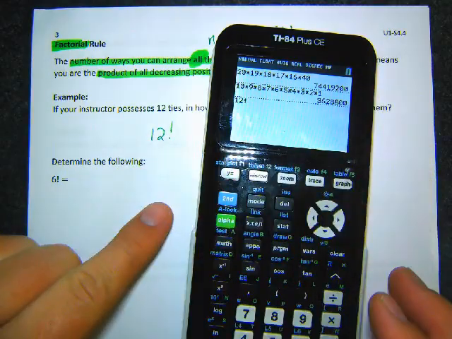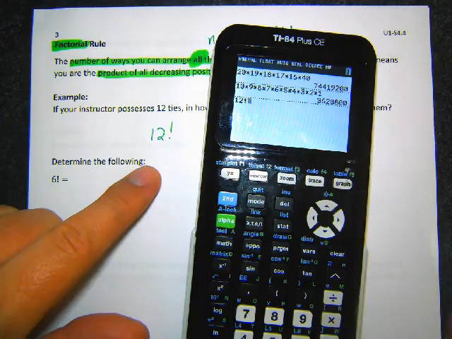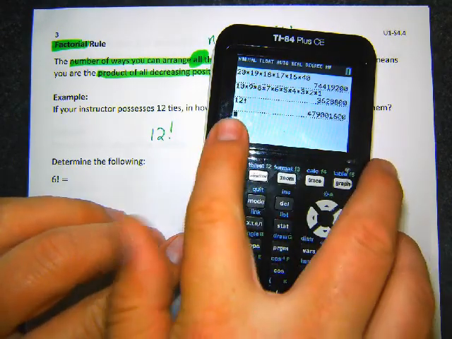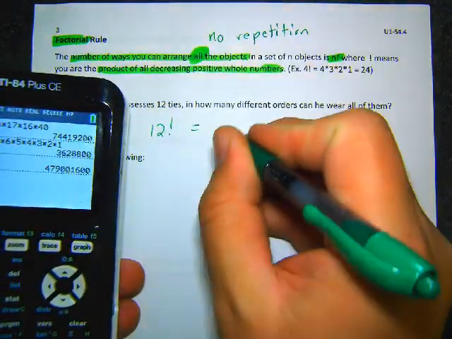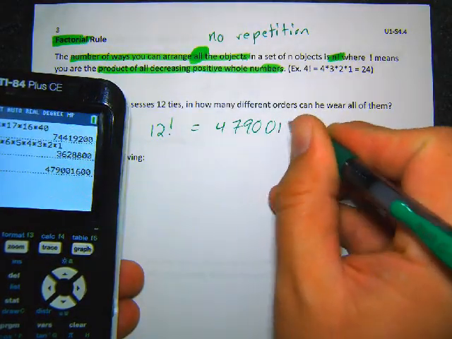So I can type that in. I usually type the number first and then look for the factorial, unless I forget and then I go back and have to do it again. And then you can see, yeah, 12 factorial is a pretty big number, and that's what you'll see with factorials. Factorials get big fast.